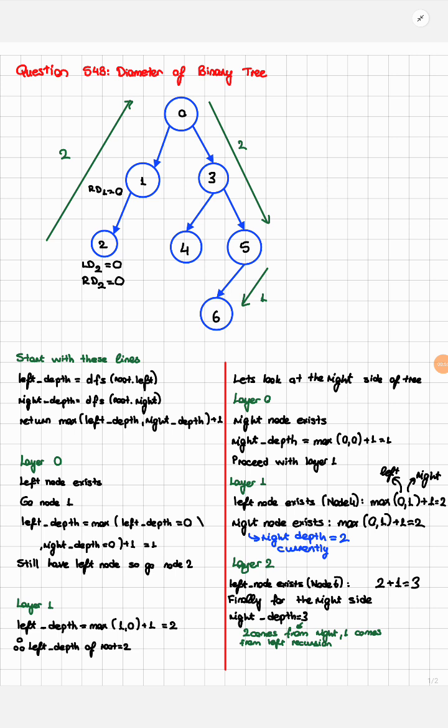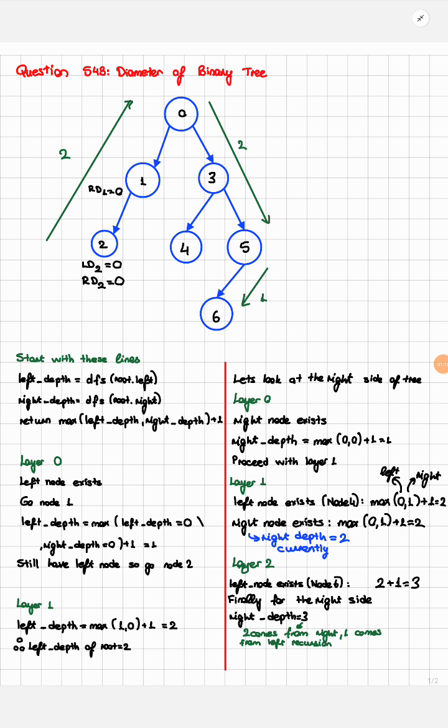I covered what these codes do to the binary tree on a layer basis. In layer 0, we have node 0. In layer 1, we have nodes 1 and 3. In layer 2, we have nodes 2, 4 and 5. And finally, in layer 3, we have node 6.